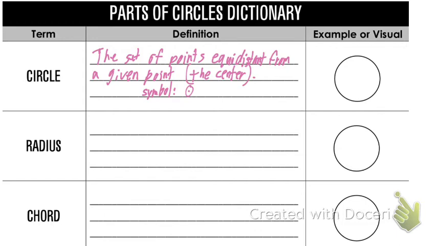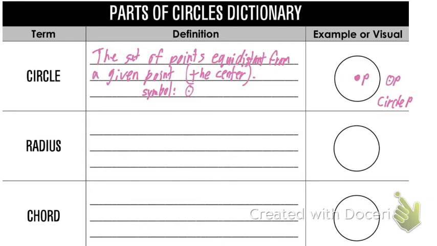Okay. So here, an example, a visual. You have this circle with center P. So we would name it circle P. You could either write that out, or you could do the symbol circle P. So you name it by the center.